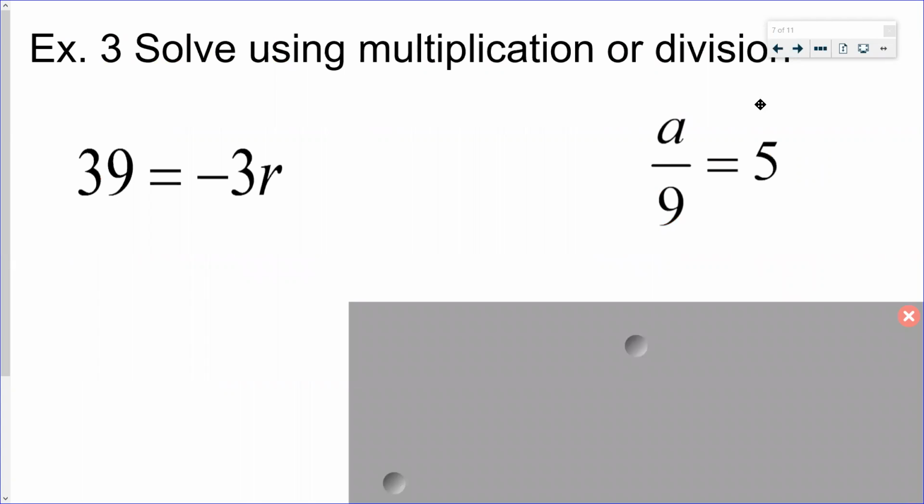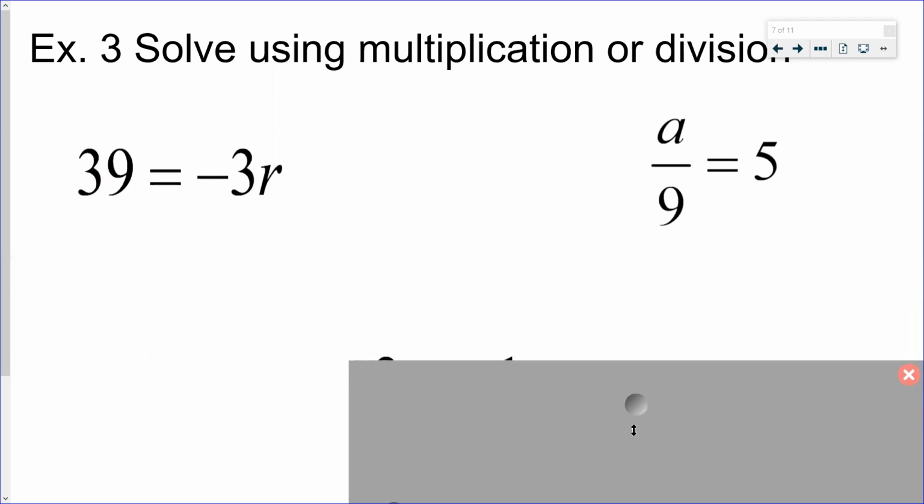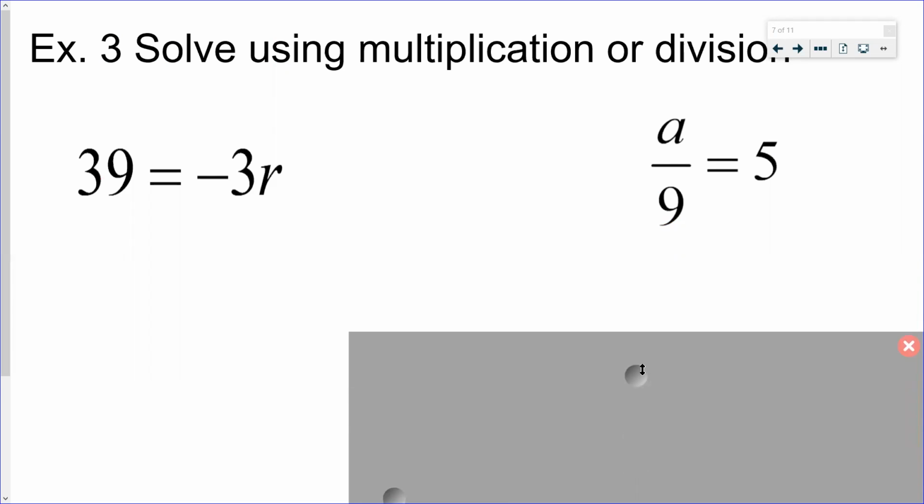All right, so now we're going to use multiplication or division. Right? And so here we're thinking inverse operations of multiplication and division. I didn't have these written down, but remember to think opposite. Opposite of multiplication is division. Opposite of division is multiplication. So if we look at the first one, 39 equals negative 3r.